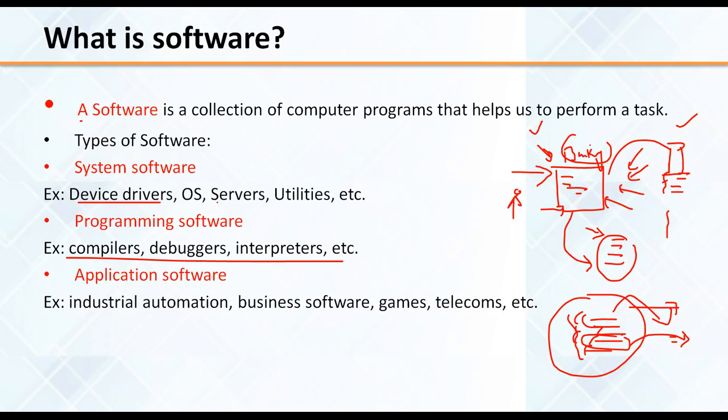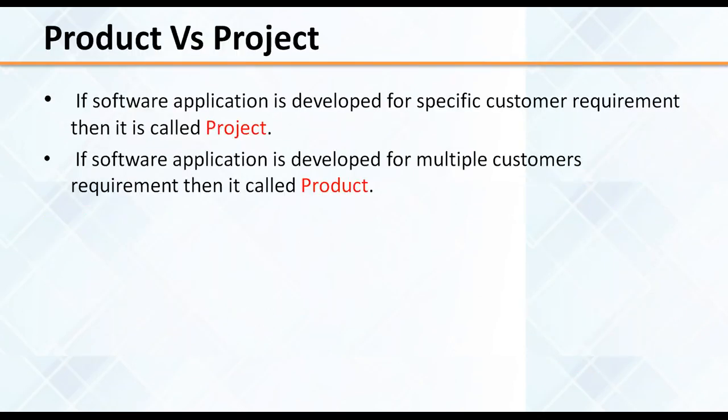So application software we can see and interact with, and we can do certain operations and transactions. So all kinds of testing we can perform on the application software. Okay, so these are the different types of software: system software, programming software, and then application software. Now let us move on.